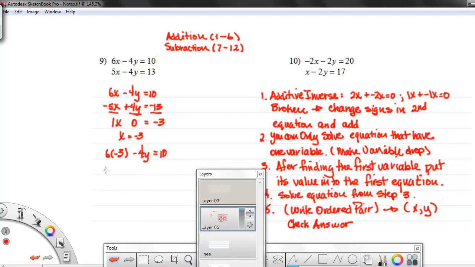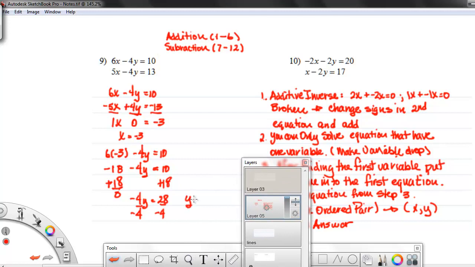That gives me -18 minus 4y equals 10. I'll add 18 to each side. That gets the number to go to 0. I'll add 18 to the right hand side. Now I have -4y equals 28. Divide each side by -4, so be careful of your sign. And I end up getting y equals -7.